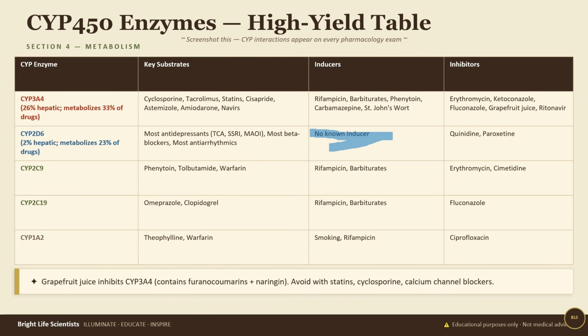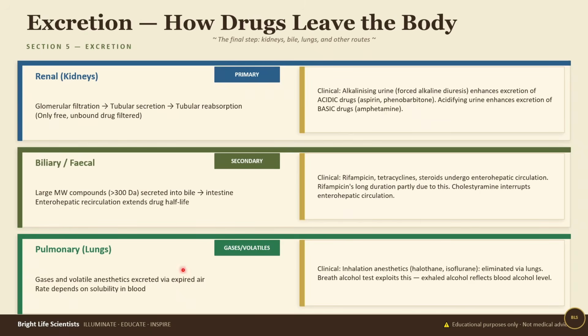Excretion is the final step. Now, let's talk about how these drugs and their metabolites leave the body. There are three important sites through which these drugs are excreted. We have renal excretion, and in renal excretion, three important steps are involved. We have glomerular filtration, where only free, unbound drug is filtered. Then we have tubular secretion, and also tubular reabsorption.